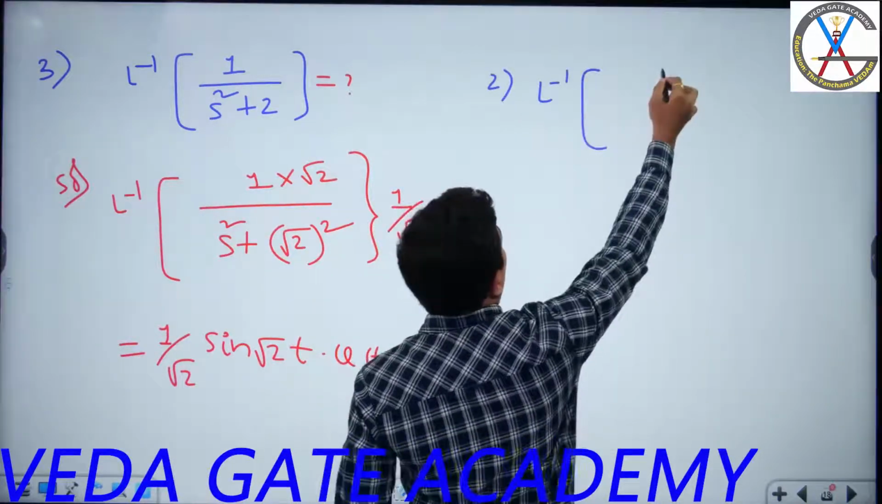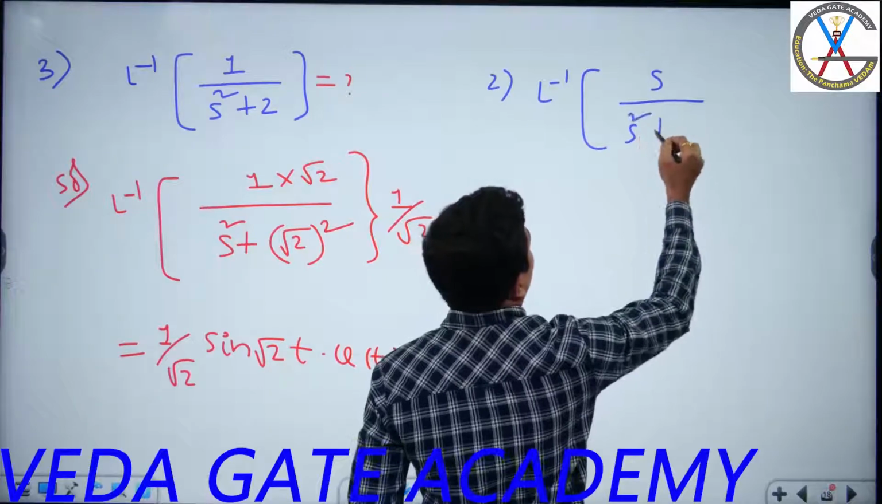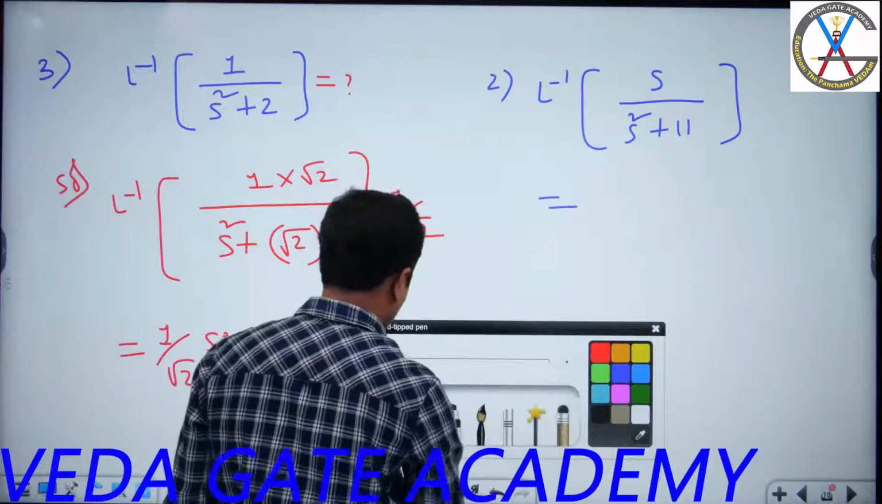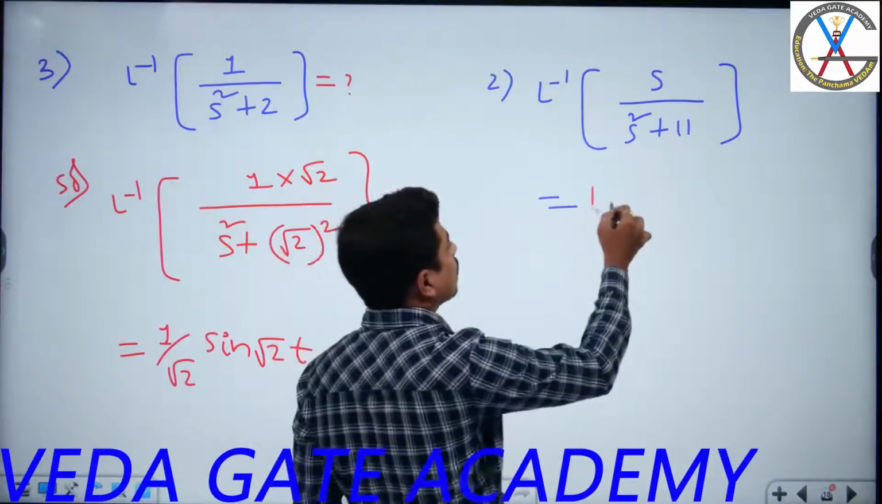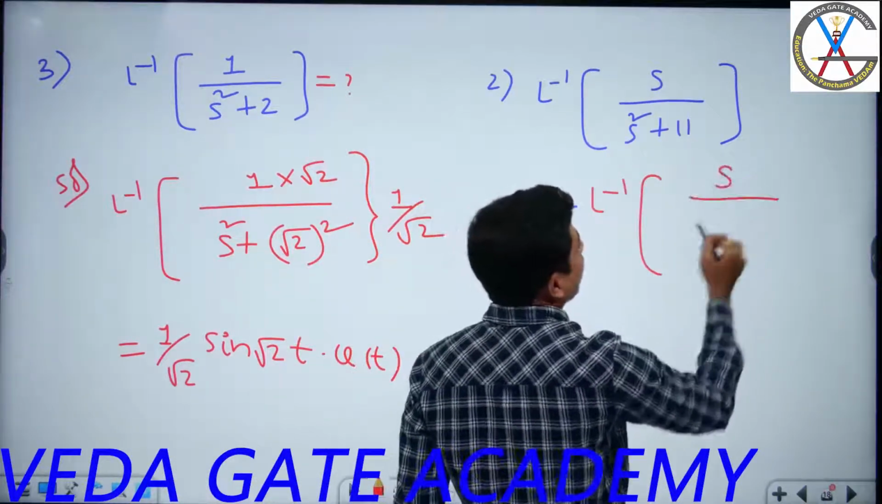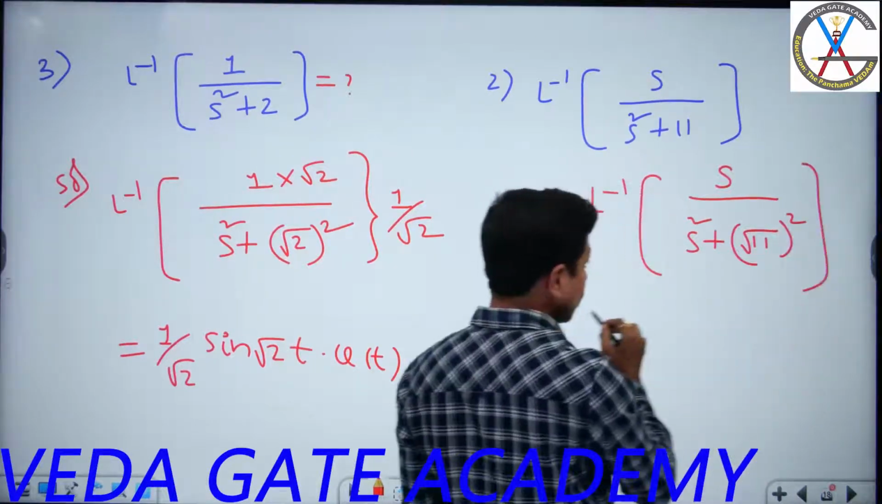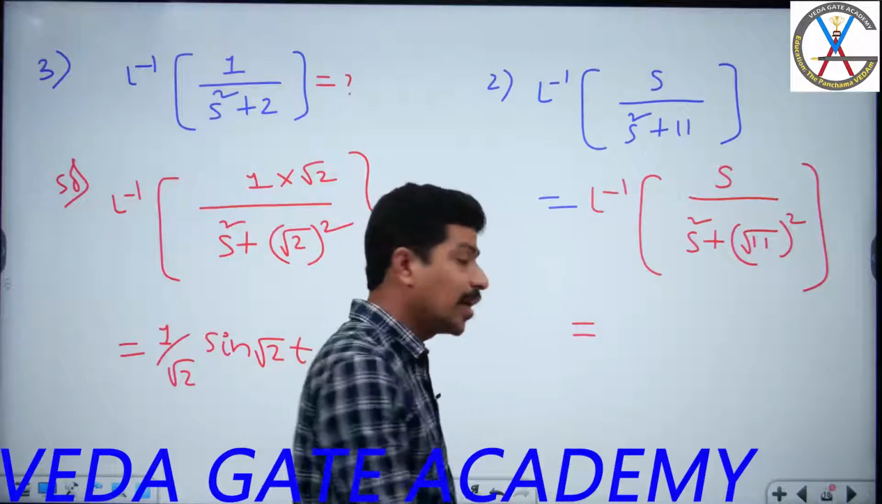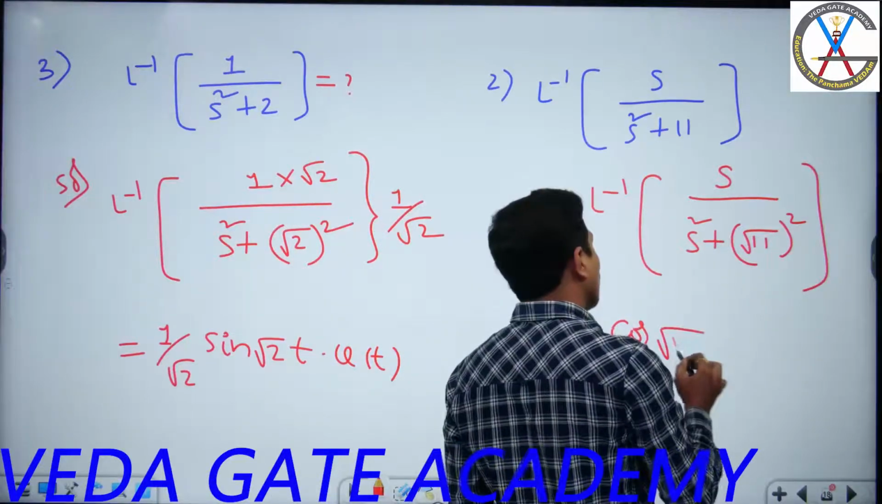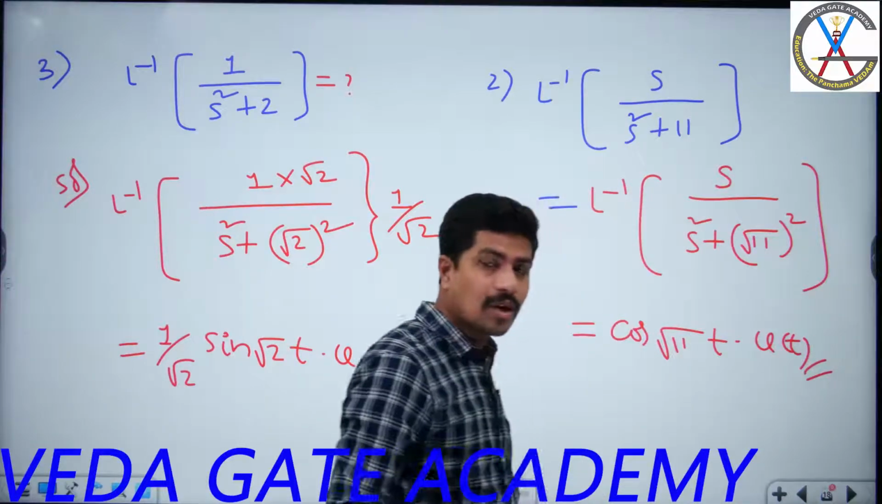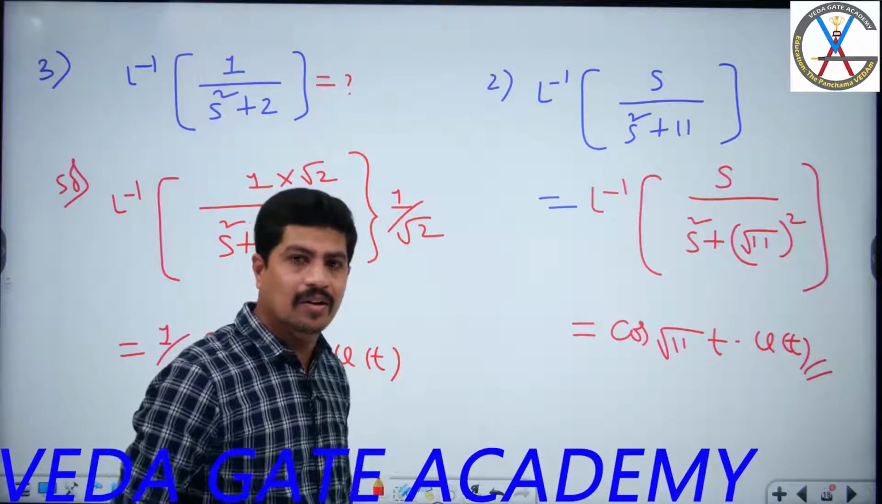Inverse Laplace of s by s square plus 11. What is the answer? Now let's convert into standard: s by s square plus root 11 square, which is s by s square plus omega square. What is the answer? Cos omega t. Cos of root 11t into u of t. Done. Yes or not? Yes.